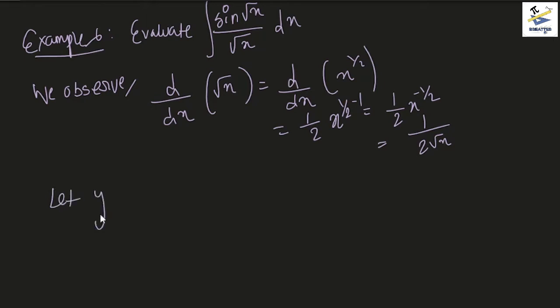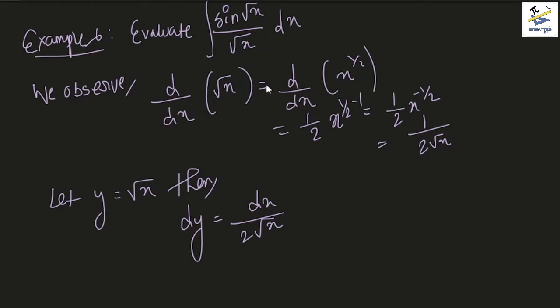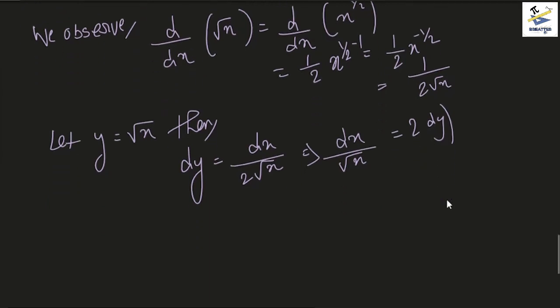Let y equal root x, then dy should be equal to dx by 2 root x, right? But we see dx by root x is also present, so what we get from this equation is dx by root x should be equal to 2 dy, and we can absolutely put this to get the integral as I equals integral of sine of y, because root x is y, into 2 dy.